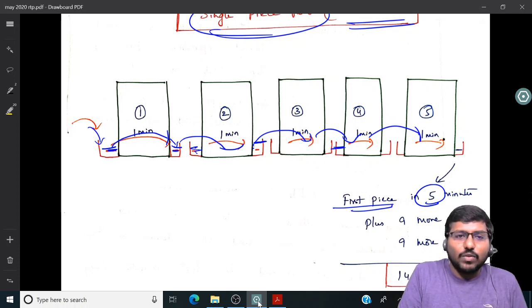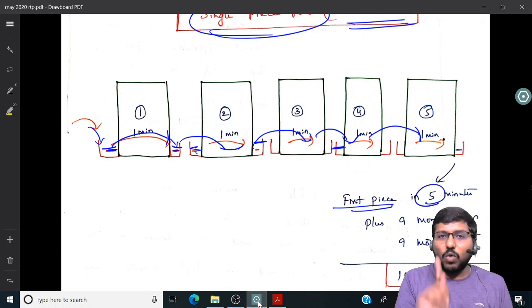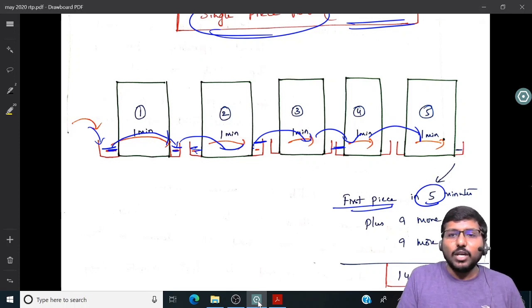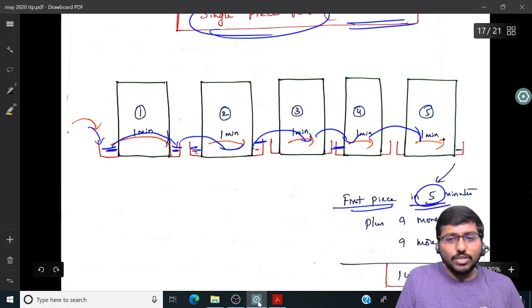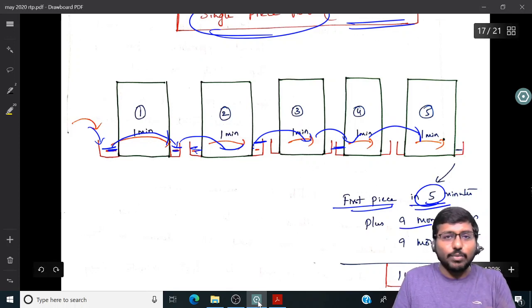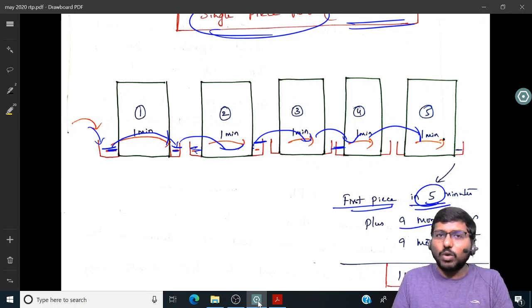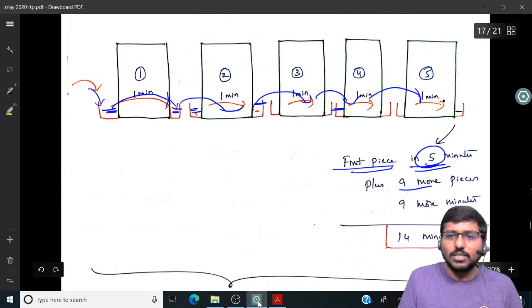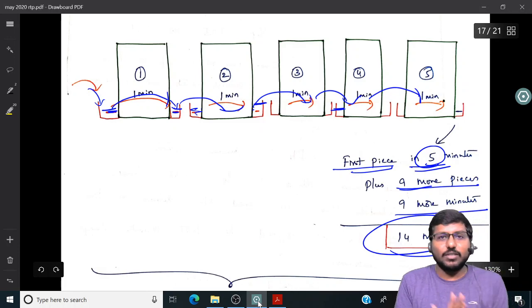So that way you will get everything one after the other, but one unit will be manufactured at a single point of time, not multiple things. Are you able to understand? Which means the first piece you will get in 5 minutes, and 1 more minute it will be followed by another piece, 1 more minute, another piece, and so on. So 9 more pieces within 9 more minutes, which means totally it will take only 14 minutes.